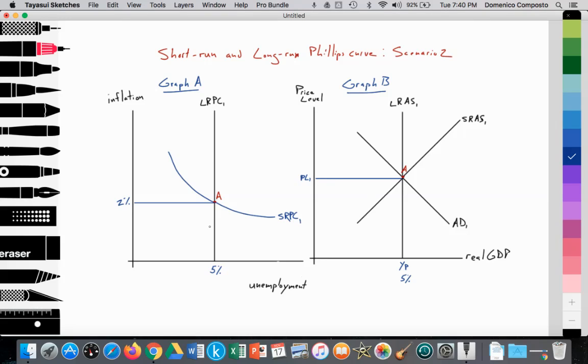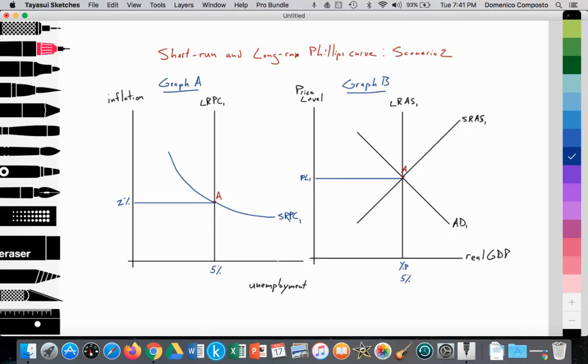So that's the assumption. And in the long run, we see that that trade-off is broken. That negative relationship between the two is broken. So let's go ahead and illustrate this. All right, so graph A is illustrating the short-run Phillips curve, our SRPC1, and the long-run Phillips curve that is perfectly inelastic. And the long-run Phillips curve relates to the long-run aggregate supply curve in that they are representing the natural rate of unemployment, which is the long-run average level of unemployment, and that differs for each nation.